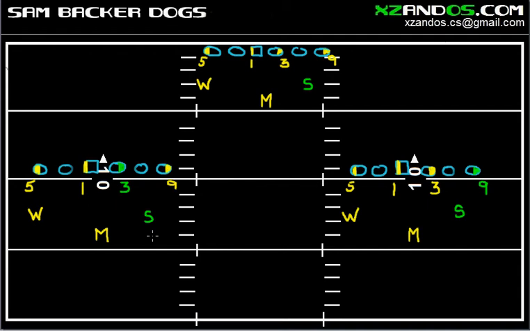It's Carter with X's and O's, and today I'm going to be talking about sandbacker dogs. As a quick review, I want to discuss the difference between line stunts, dogs, and blitzes, at least the way I learned it and the way I coached it up. A line stunt is a gap exchange between defensive linemen. A dog is a gap exchange between a defensive lineman and a linebacker. And a blitz is a combination of gap exchanges between defensive linemen, linebackers, and or defensive backs. But today we're going to be talking about sandbacker dogs.